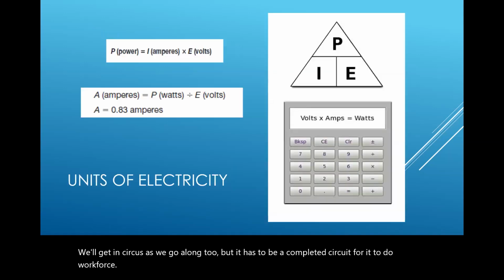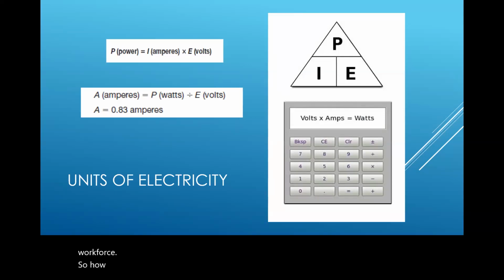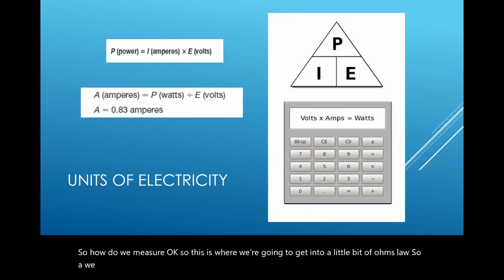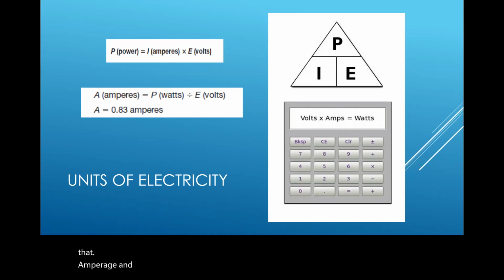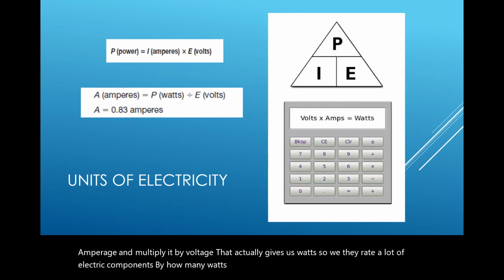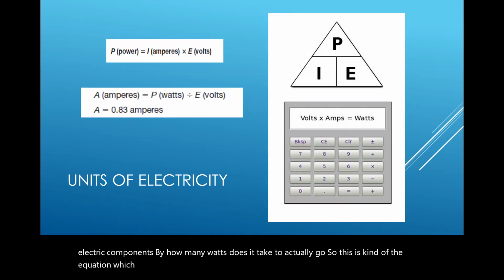So how do we measure? Okay, so this is where we're going to get into a little bit of Ohm's law. We can actually calculate watts too. So if we take that amperage and multiply it by voltage, that actually gives us watts. So they rate a lot of electric components by how many watts it takes to make them go. So this is the equation which I'm talking about. We'll get deeper into this.